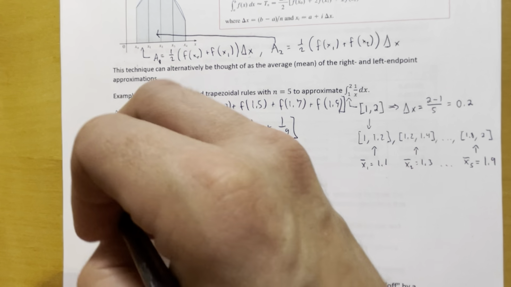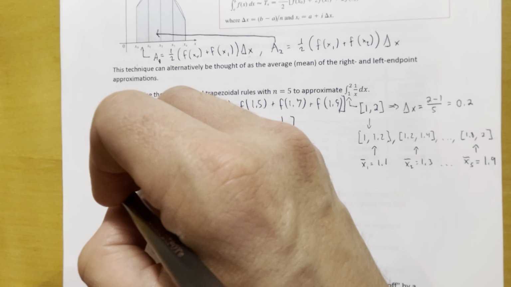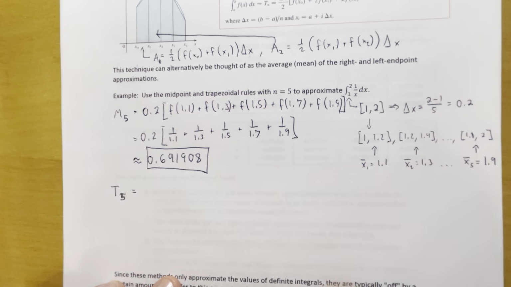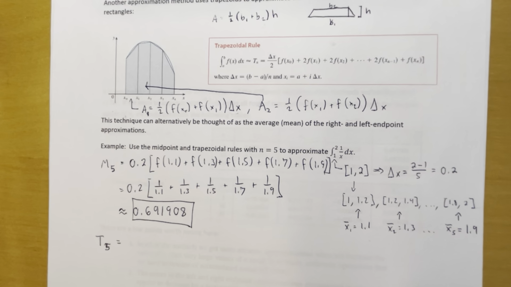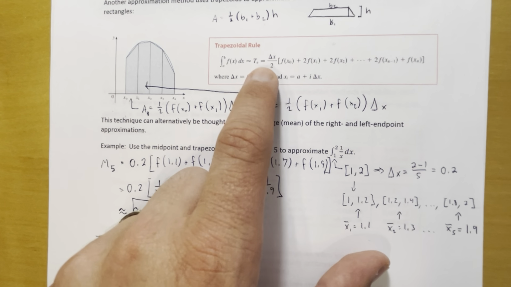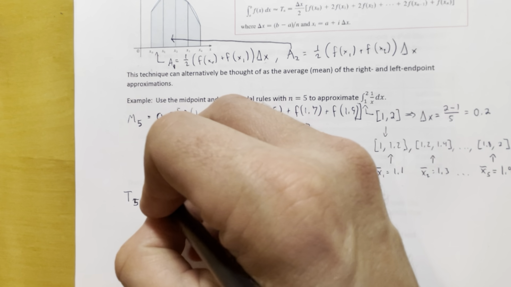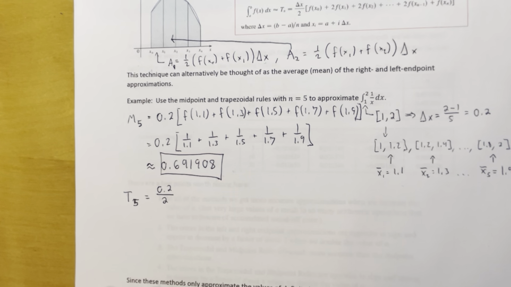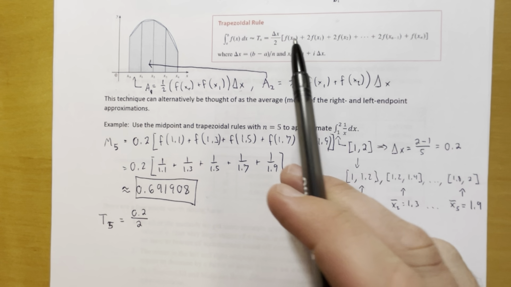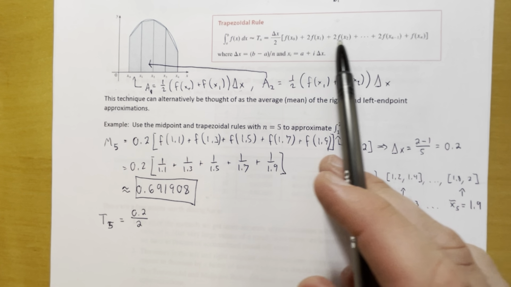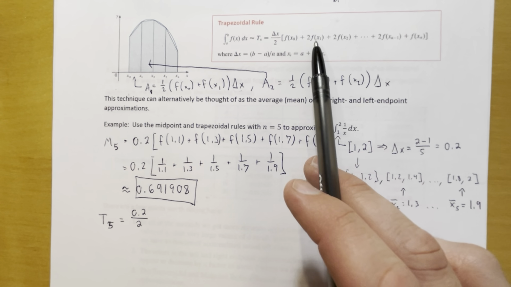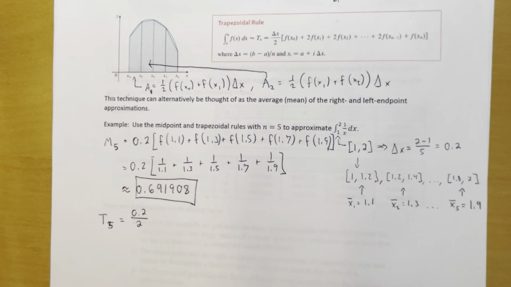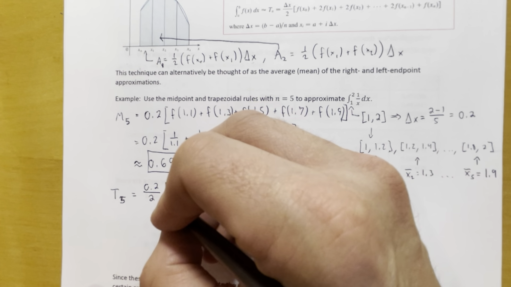Okay, let's do this again, but this time with the trapezoidal rule. T5. Okay, so trapezoidal rule is up here. And remember what we're doing is we're doing delta x over 2. So that's 0.2 over 2. That's 0.1. And then the sum in here uses all of the endpoints of my intervals and I'm doubling all of the interior f of x values. But I'm not doing that to the exterior ones.